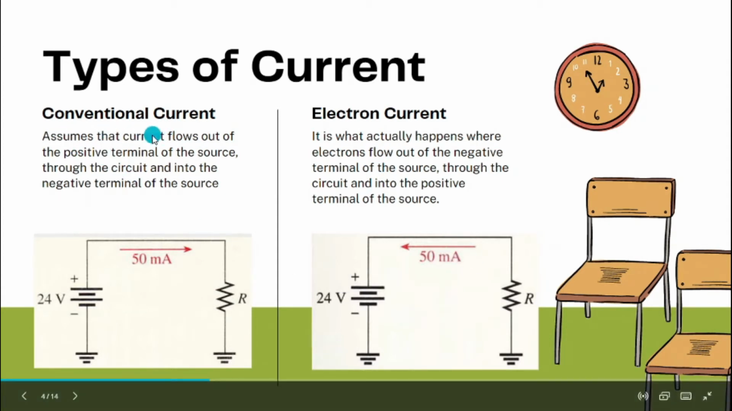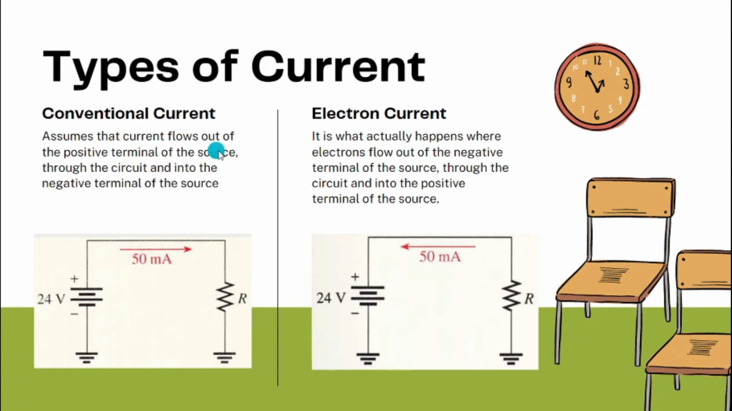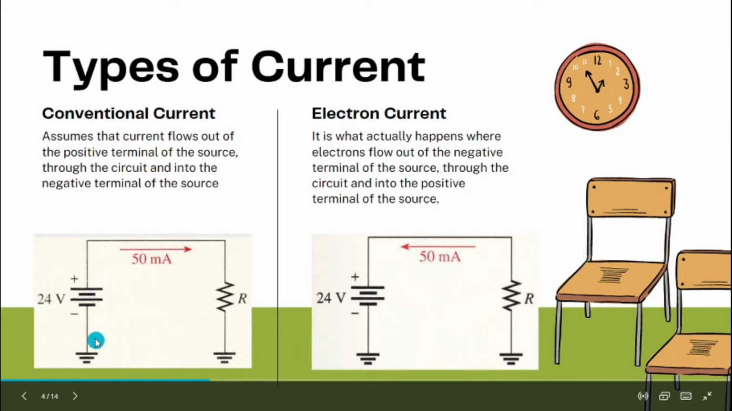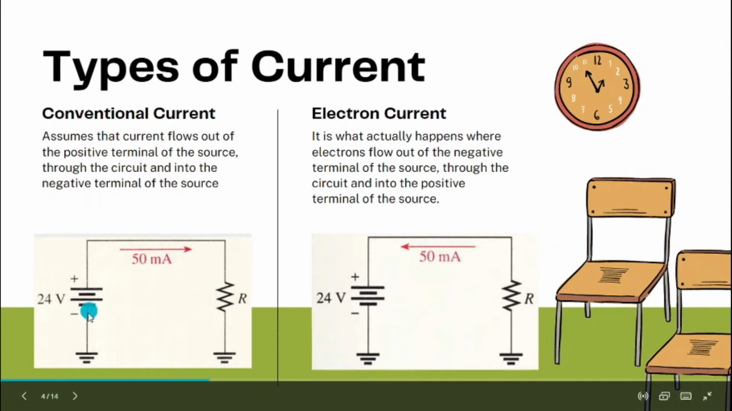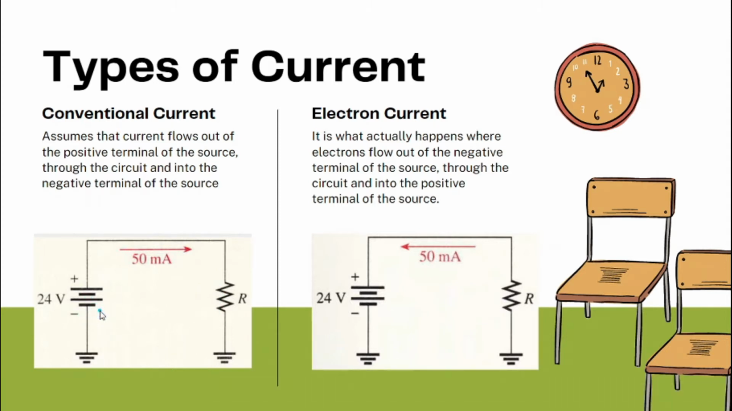Sabi dito, conventional current assumes that current flows out of the positive terminal of the source through the circuit and into the negative terminal. What does this mean? So conventional current means na yung current actually starts on the positive terminal of our battery. Okay, so from here, current will flow through the circuit and then goes back to the negative terminal of our battery. In this case, the flow is clockwise direction. Okay, that's for conventional current.